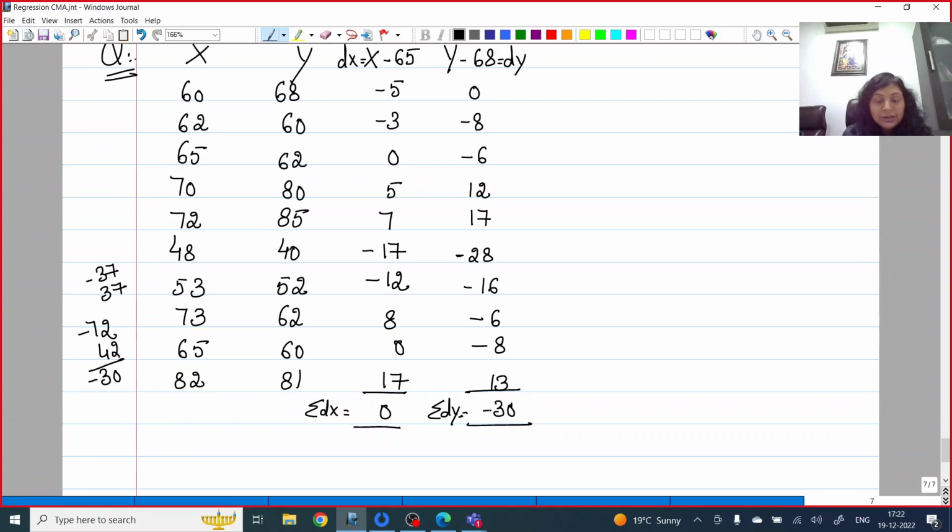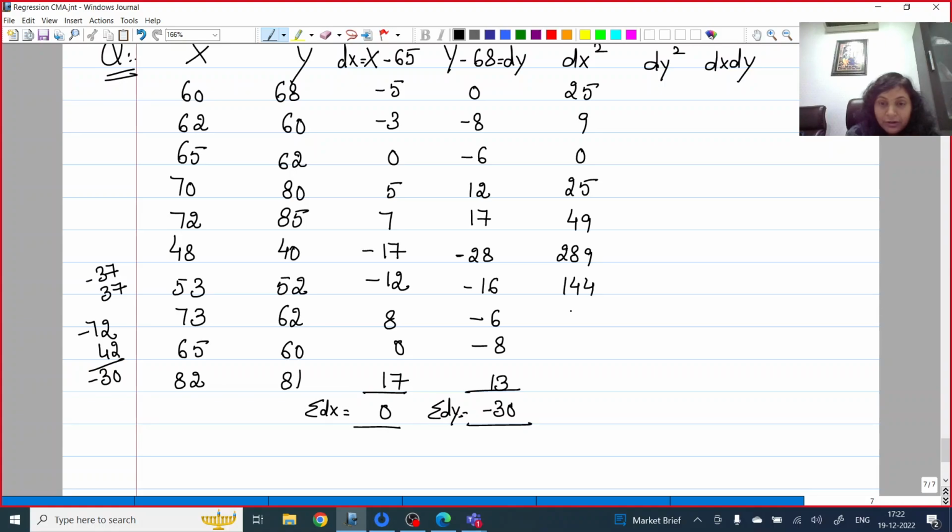Fine. So these are our values. Next we need dx square, dy square and dx dy. dx square is 25, 9, 0, 25, 49, 17 square 289, 12 square 144, 64 and 17 square is 289. If we add them, this is 894.